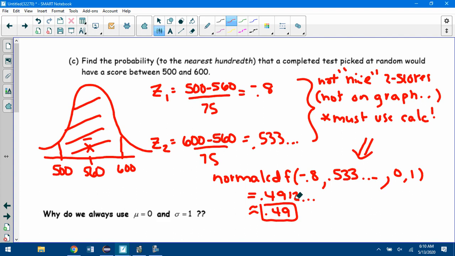All right, so the purpose of all of that was to show you what the calculator is actually calculating, but I don't ever use the graph. I just always go straight to the calculator because you can use that for every problem. The graph only works when these come out nice. So just use normal CDF always, and you should get the right answer.